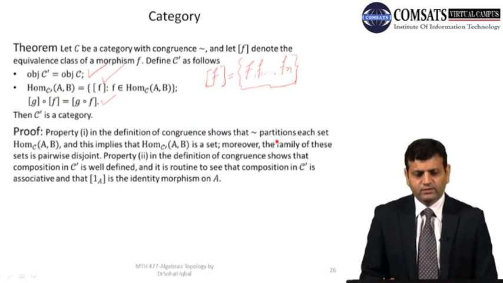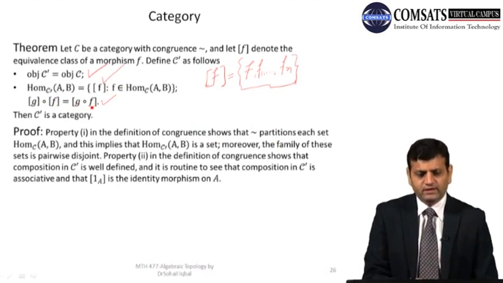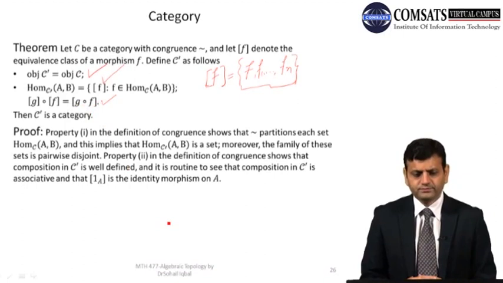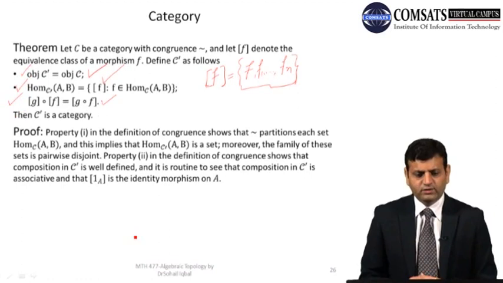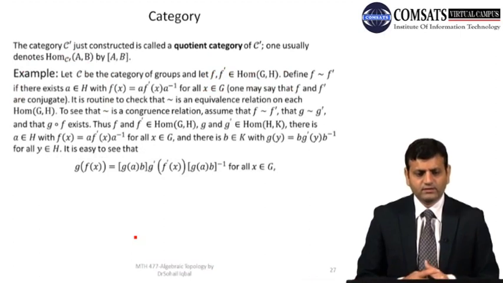And similarly, how do we define the composition? The composition of these two classes is defined as just the class of the composition, [g circle f]. So now this C prime is a category. The proof is given here, and the proof will also be provided in the lecture notes, but it's just an exercise to show that it's a category. Of course, it has objects, it has morphisms, and it has a rule for composition, and the only thing we need to check is that it satisfies the three conditions that we imposed on a category. The category C prime just constructed is called a quotient category of C.